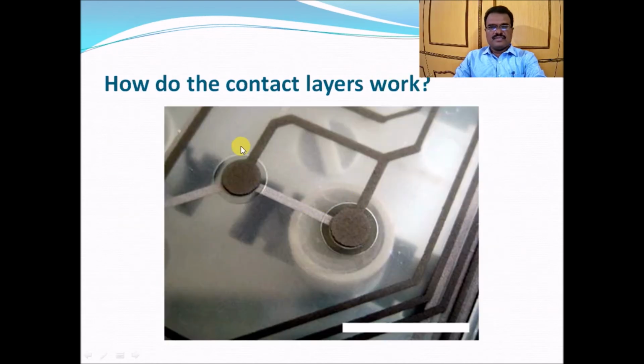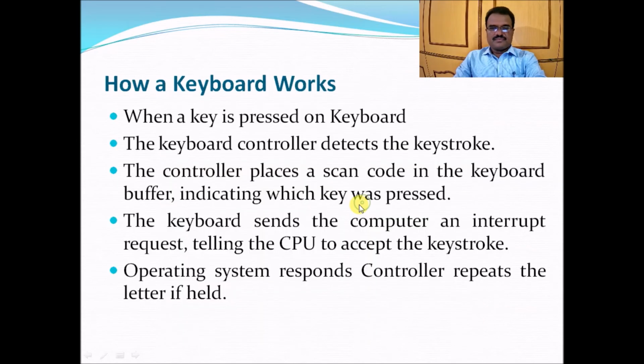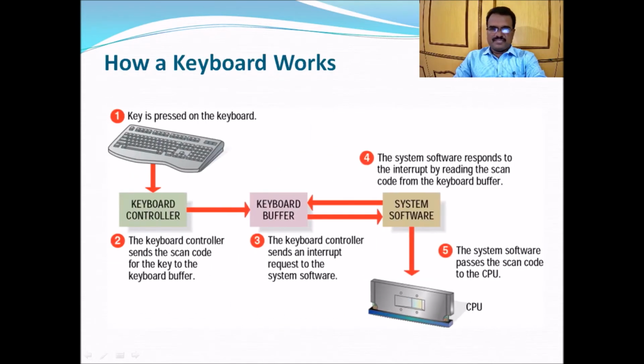So here we can see the electrical circuit. Whenever we press, there is rubber beneath the hole, and as we press, the electrical contact passes the current. When a key is pressed on the keyboard, the keyboard controller detects the keystroke. The controller places a scan code in the keyboard buffer indicating which key was pressed.